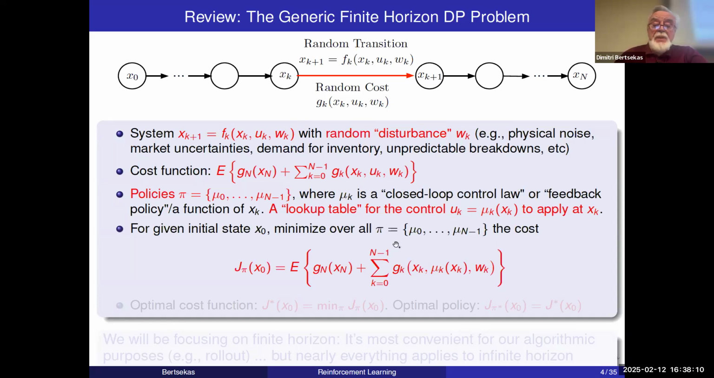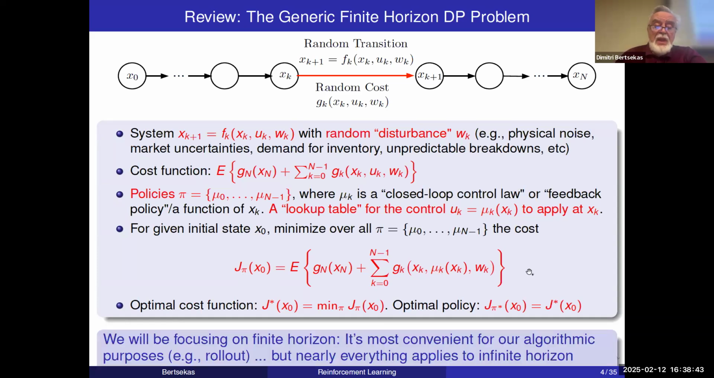Given a policy, there is a corresponding cost associated with the policy. We plug in the control dictated by this policy, take the expected value, and this is the cost of the policy pi starting with initial state x0. And the optimal cost function minimizes over all policies and gives you a function of x0, J star. An optimal policy is the one that attains the minimum. And this is given by dynamic programming.